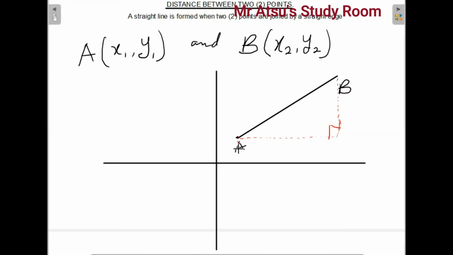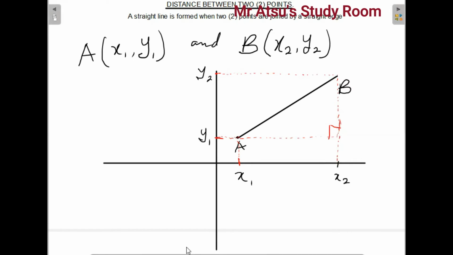Now I will trace the point A to the x-axis and call it x1, and to the y-axis and call it y1. Alright, then we do the same thing to B. We trace to the x-axis and call it x2, and to the y-axis and call it y2.